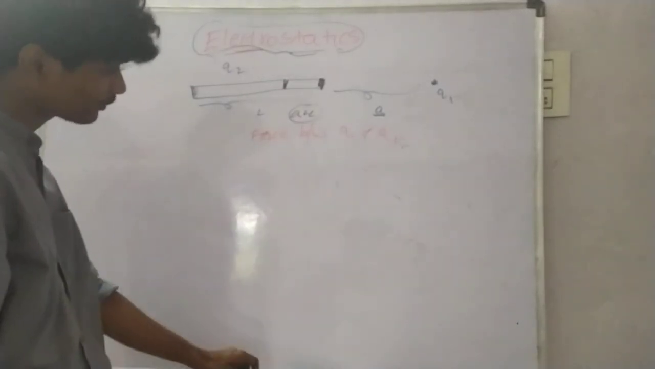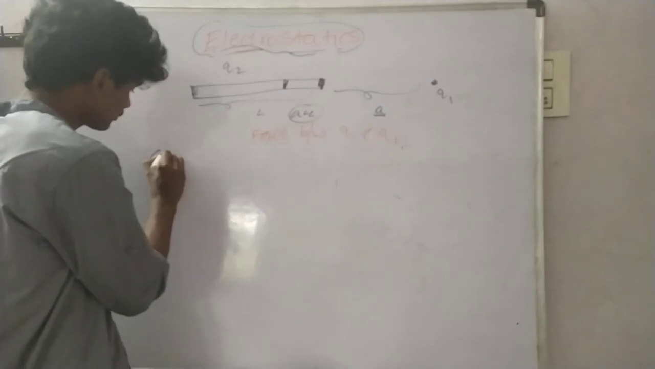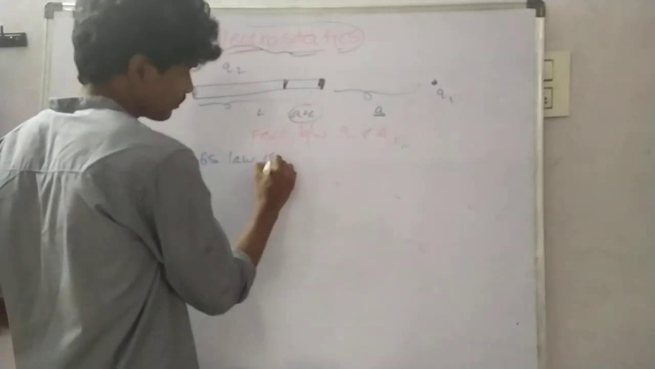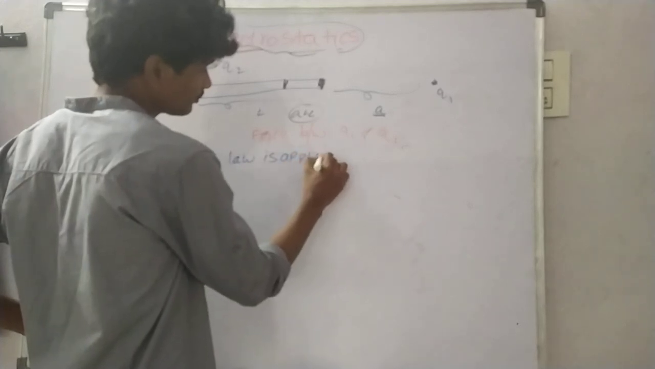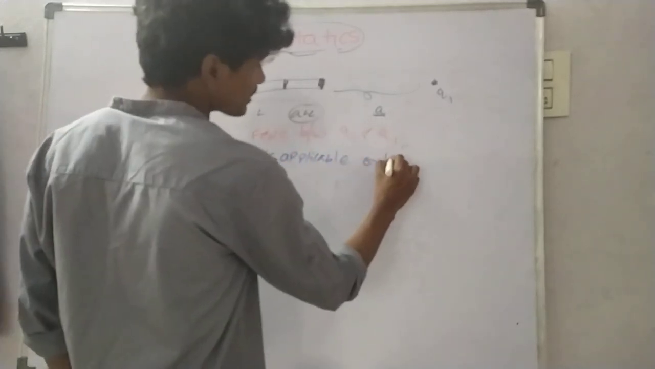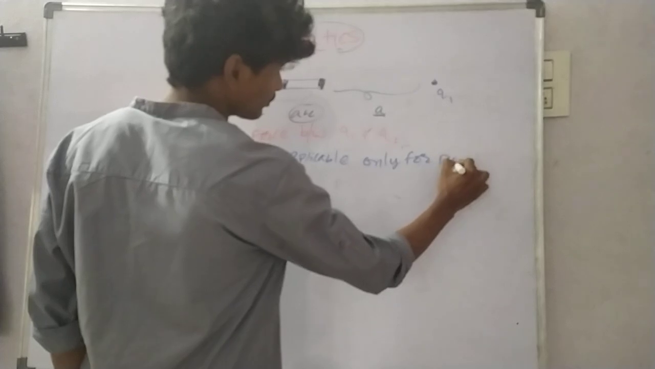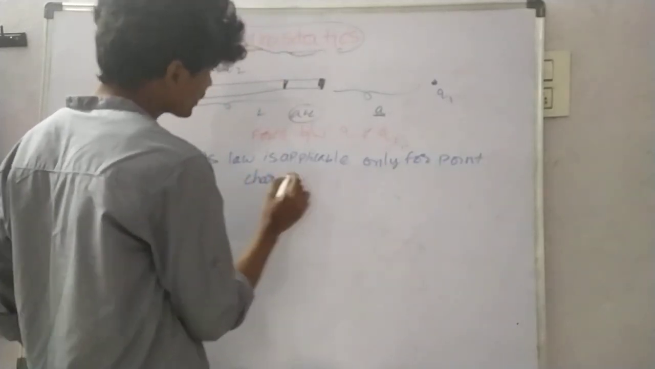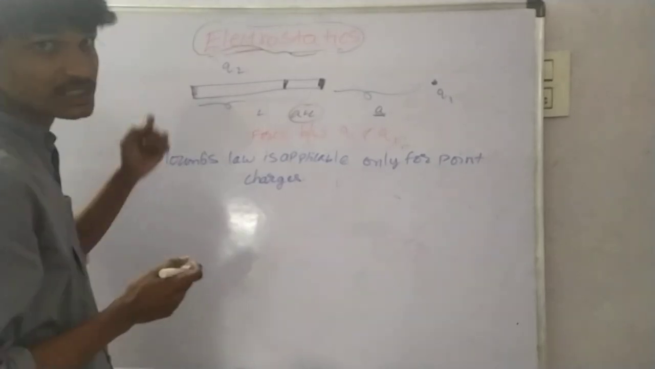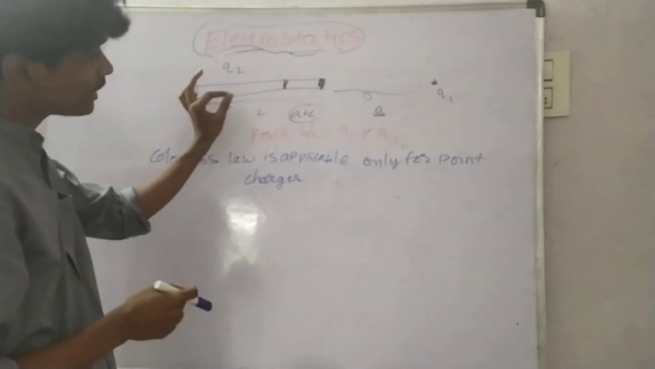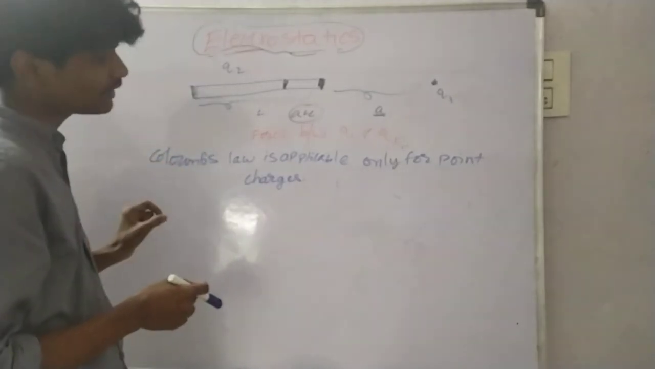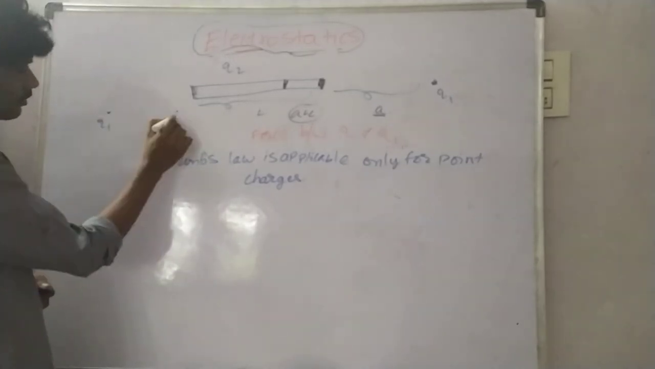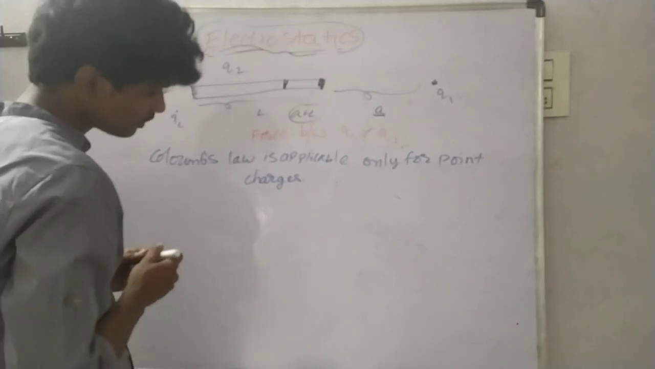So first of all, Coulomb's law is applicable only for point charges. Actually there is no point charge here because this is not a point charge. A point charge is nothing but a charge, just a point. That means it won't have any dimensions, and these two are considered as point charges. But this rod is not a point charge. So how do we solve this question?